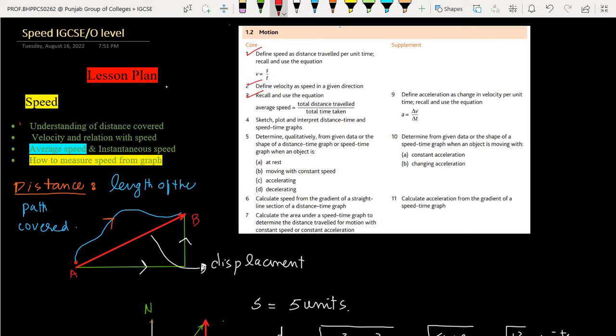So we have covered the following points. Speed is a scalar quantity which has just a number, its magnitude along with its unit, but velocity is a vector quantity. Now let's discuss the average speed.